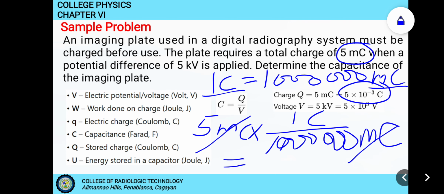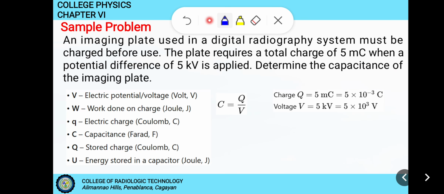Or if we expand this, class, this one is 5. We count 1, 2, 3 places, so 0.005 coulomb, or 5 times 10 raised to negative 3 coulomb.